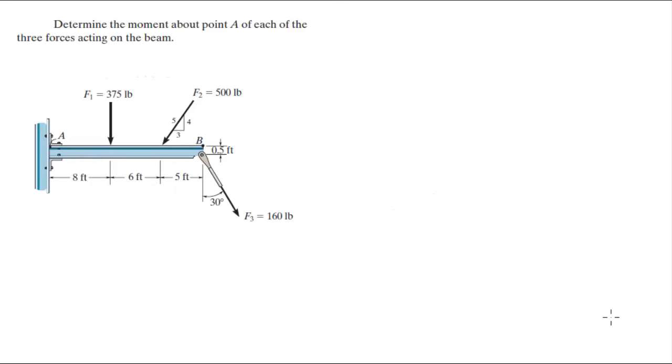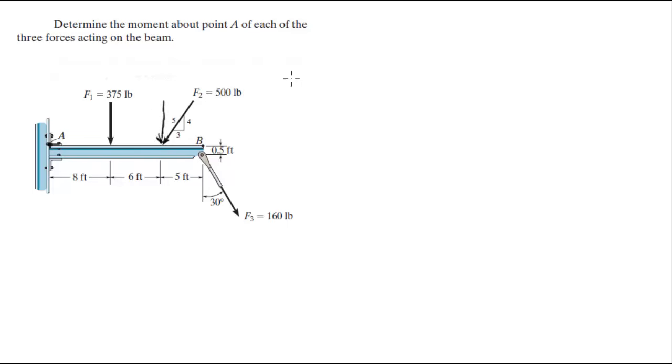Alright guys, now we're gonna do this problem that says determine the moment about point A of each of the three forces. So basically what they want you to do is determine the moment that is created by each of the three forces. So the first thing is to determine the x and y component of the forces.